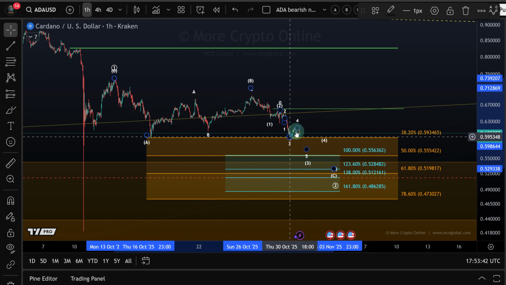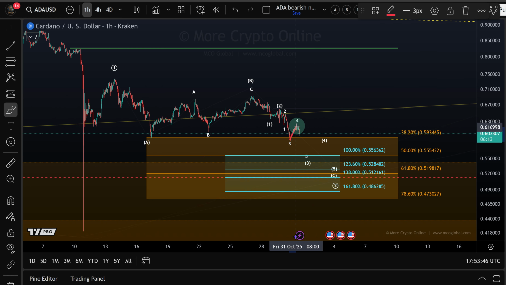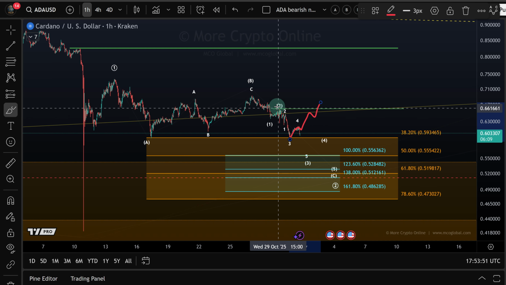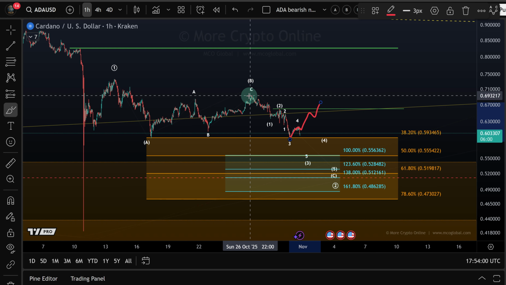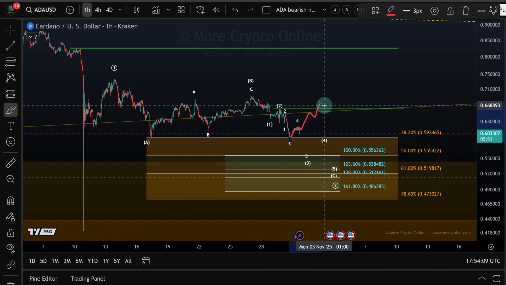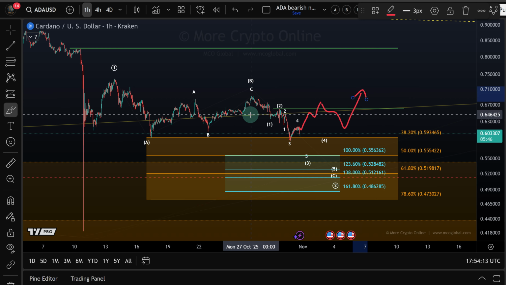That would require a 1-2 setup to the upside, which would look like this. I would need to see 5 waves up, 1, 2, 3, 4, 5, above an initial signal level. The nearest one I can give you is 66 cents. That's the nearest structural resistance, really. At that point we wouldn't even have broken above the 27th of October high, so it's a very, very early signal level. But if we get 5 waves up and 3 waves down, we can start to look for higher prices.